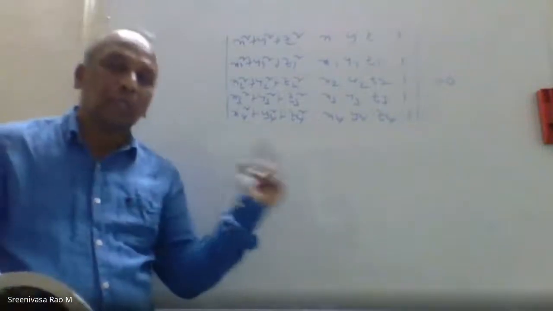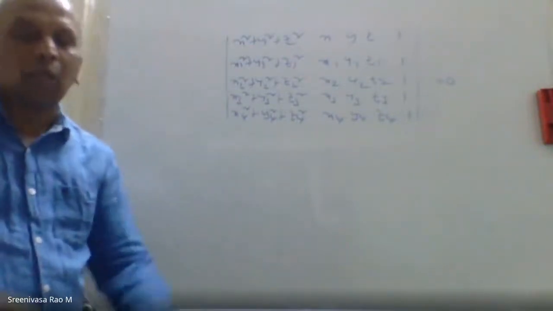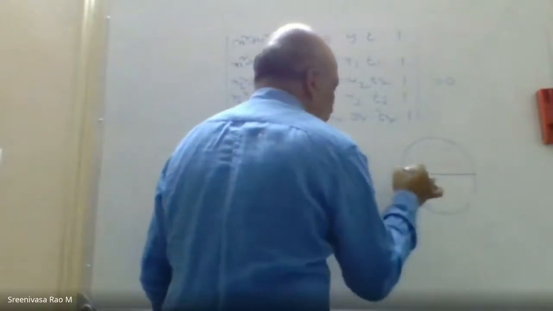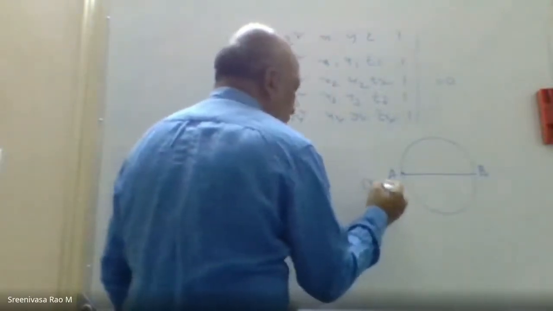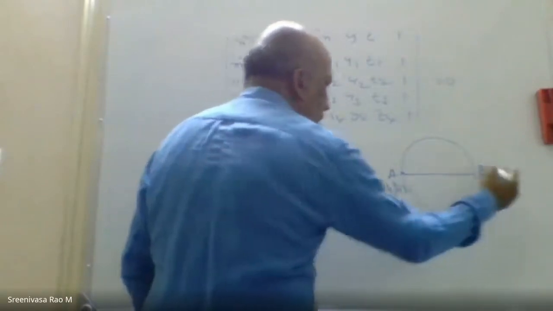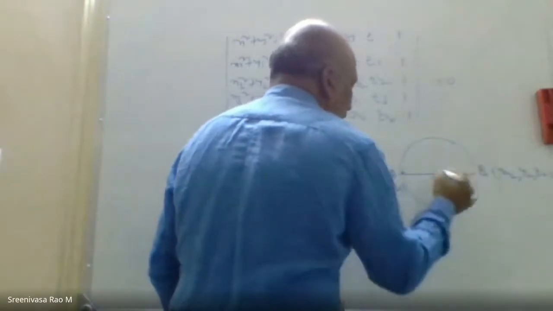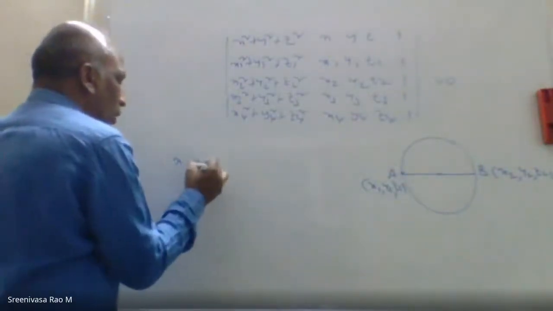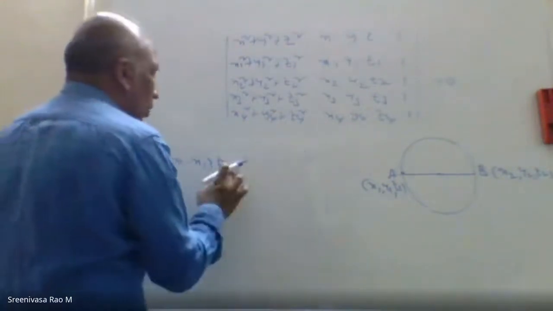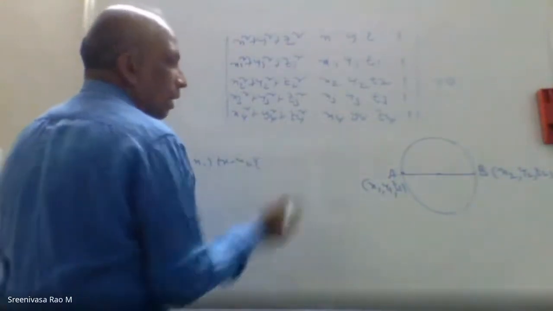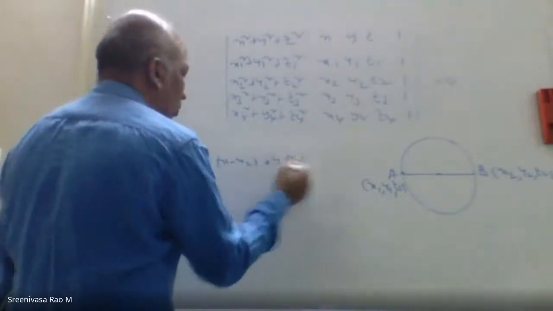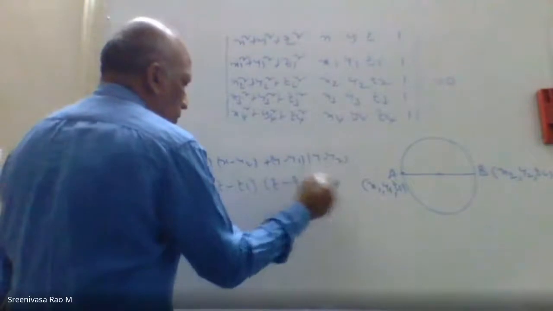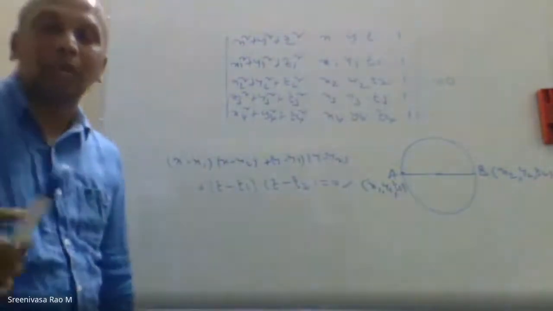Same way as when you know the extremities of the diameter of a circle, here also we can write the equation of the sphere if you know the extremities of the diameter. Say A and B are x1, y1, z1 and x2, y2, z2. Then the equation of the sphere is x minus x1 into x minus x2, plus y minus y1 into y minus y2, plus z minus z1 into z minus z2 equal to 0.